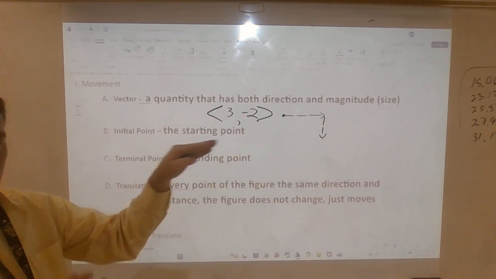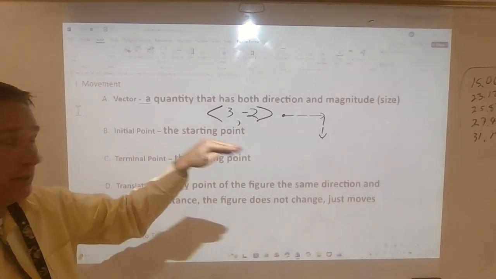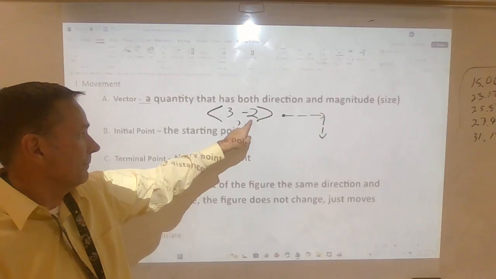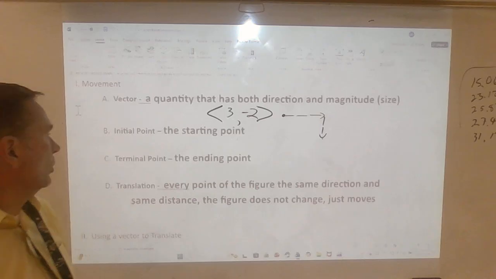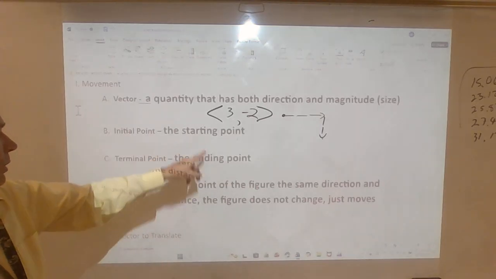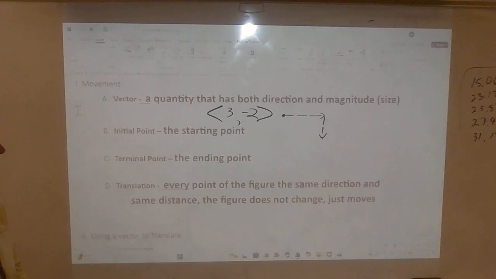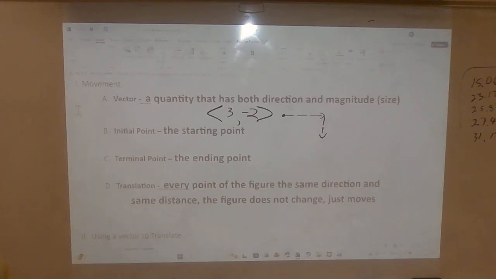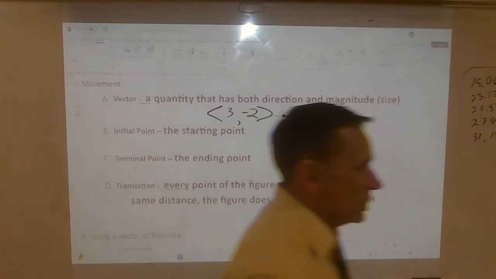So all of these are kind of rigid motions, either going left, right, which is our x value, or up and down being our y value. And that whole thing will move. Initial point where we start, terminal point where we end, and this is what we call the translation. Every point of the figure has the same direction and same distance, which means the figure does not change, it just moves.